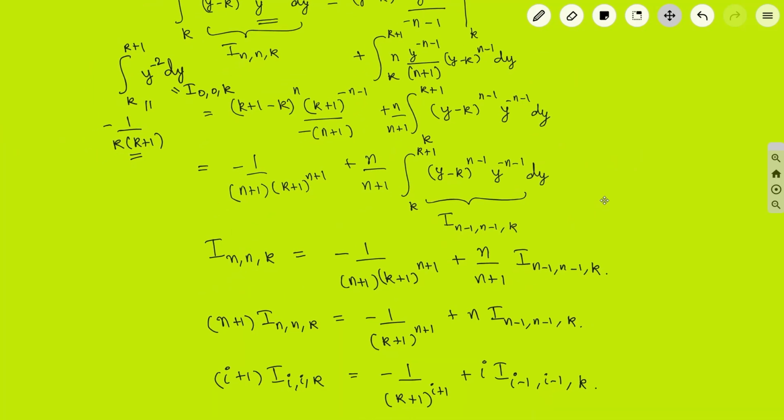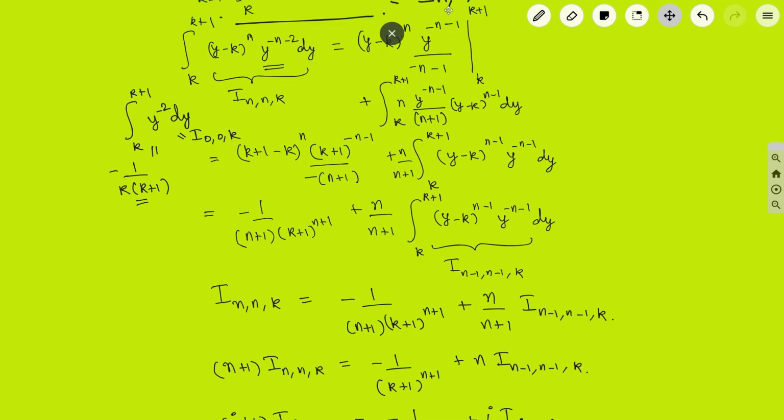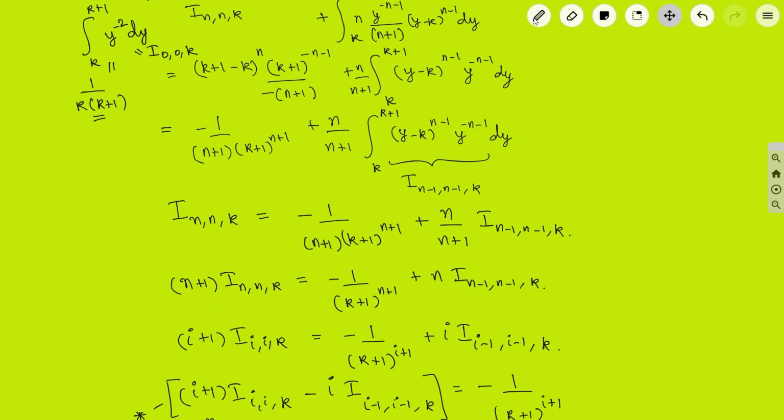Okay, I'm sorry, so the mistake is here. My apologies, because this should be 1 by k times k plus 1, right? So when you do this integral, probably I should have done it on my own. Integral from k to k plus 1 of y to the power minus 2 dy should be 1 by k plus 1. So if you have that, it's just a minor thing: the negative sign should change.